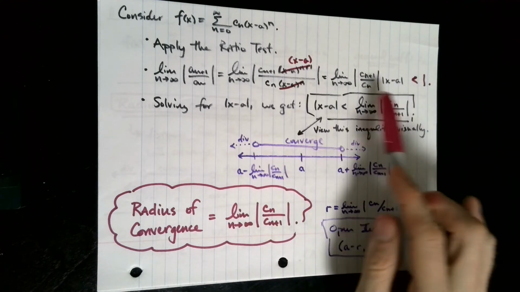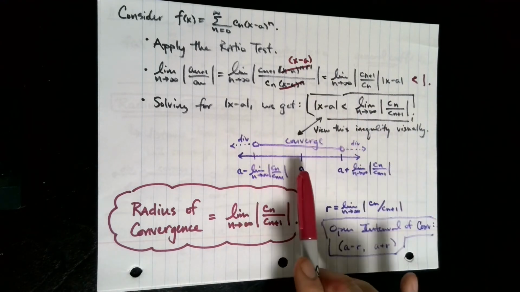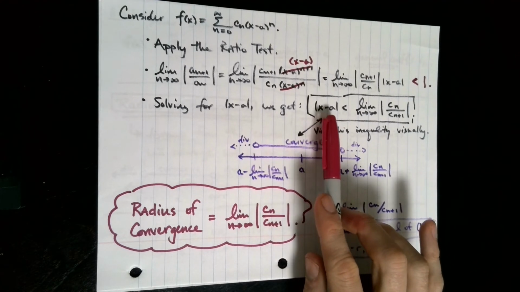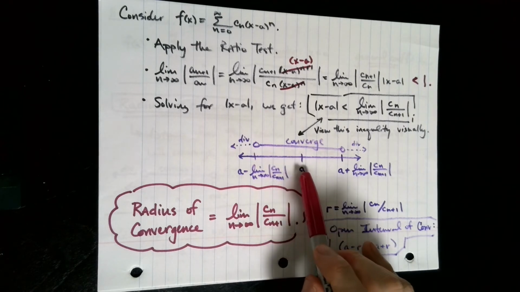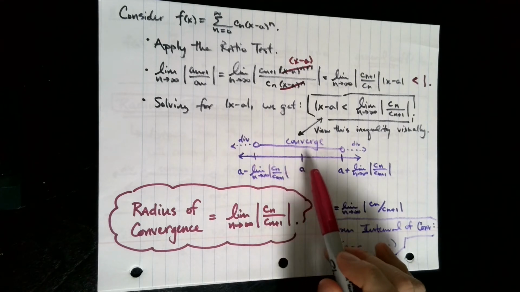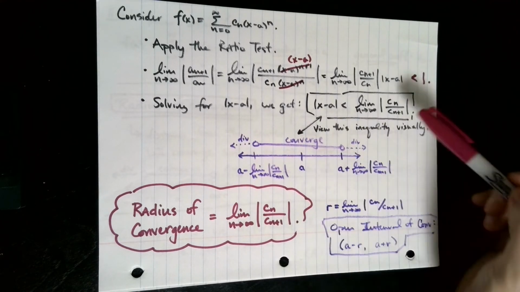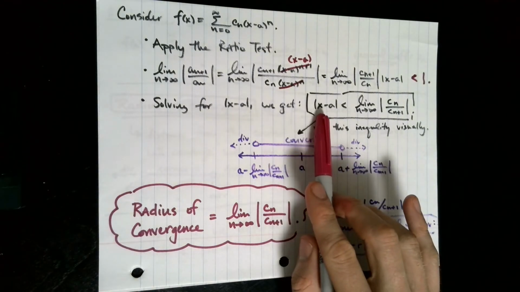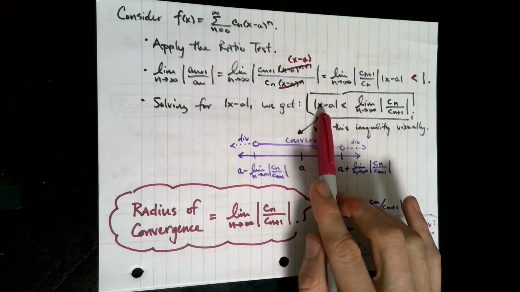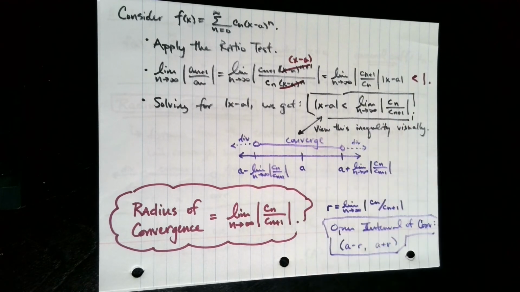Well, I want to take this inequality and view it visually. Looking at this inequality, if x was equal to a, the left-hand side would be 0, and clearly 0 is less than what we've got on the right-hand side. But the left-hand side could involve values other than x equals a. Depending on the value of this limit of cn over cn plus 1, the larger the value of x, the harder it is for the absolute value on the left-hand side to stay less than that limit.